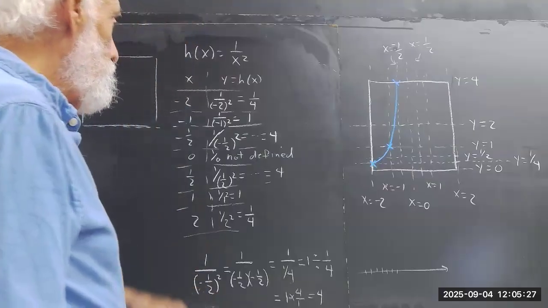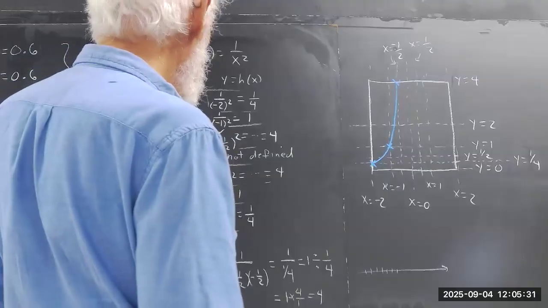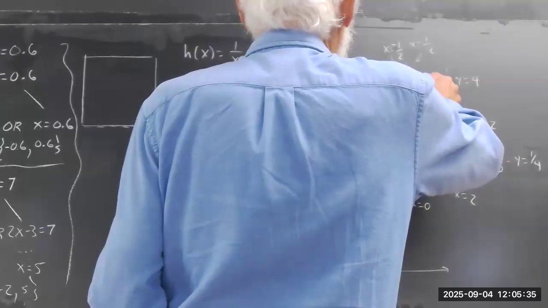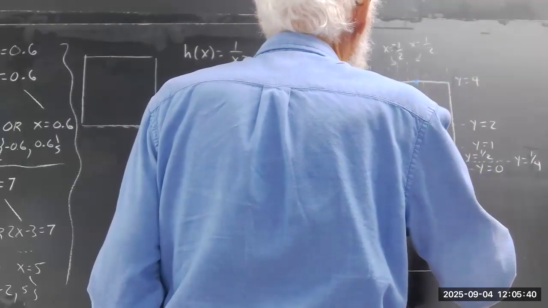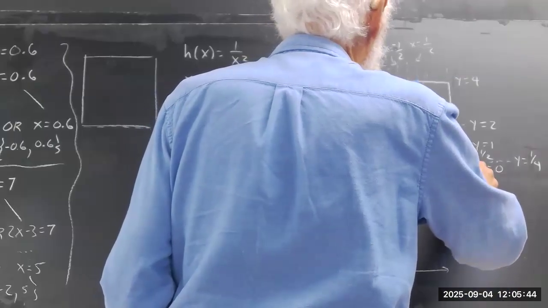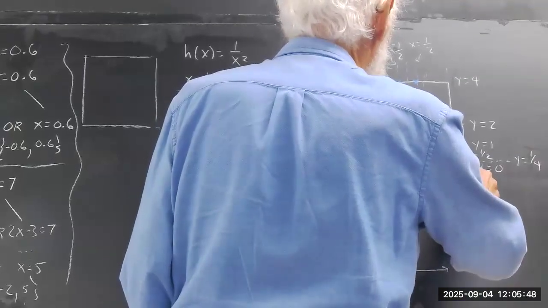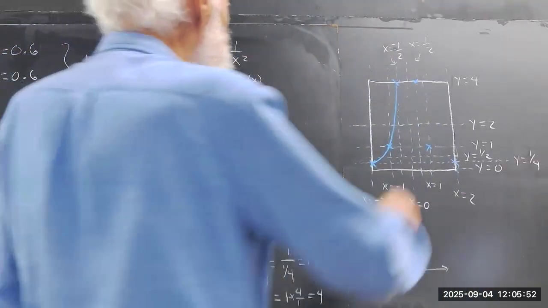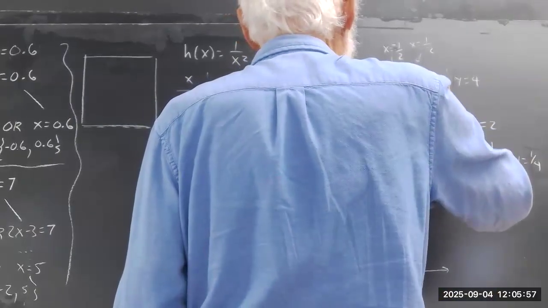Now we can graph the points on the other side. I could start up here at x = 1/2, y = 4, and do x = 1, y = 1, and x = 2, y = 1/4. I almost did something really dumb there. It's not really dumb because I've seen a lot of people do it. It's dumb if I do it. And we connect these points. And that should be very familiar to you.